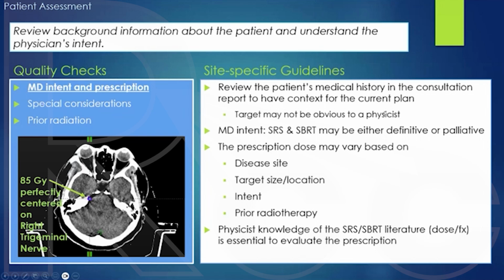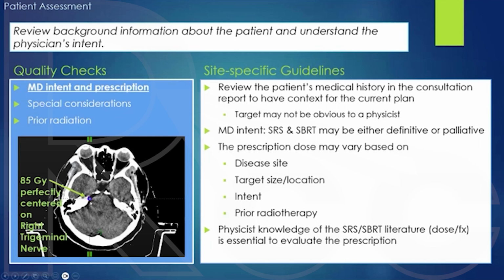And so why would we do this? Well, for one, the target may not be obvious to a physicist. So here's a case study shown in the figure at left. This is an example of an SRS case for trigeminal neuralgia. And this plan has a maximum dose of 85 gray. And that 85 gray is perfectly centered on the right trigeminal nerve.